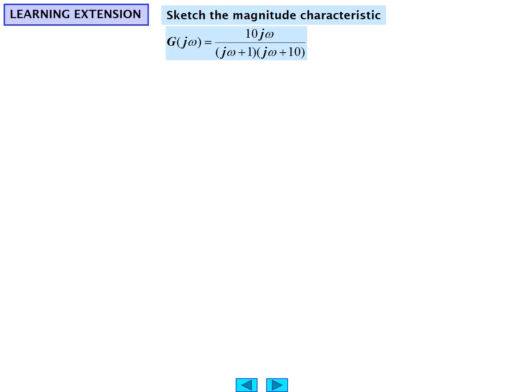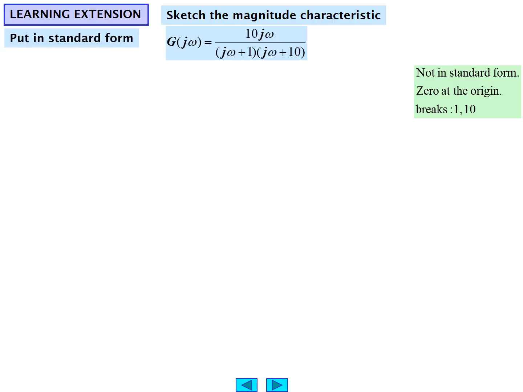Let's do this learning exercise. G of j omega equals 10 j omega divided by (j omega plus 1) times (j omega plus 10). We notice it's not in standard form because of the j omega plus 10. But we do know that the breaks occur at 1 and 10, but it would certainly be reasonable to put it in standard form because, as you'll see, the gain term changes. So now we have j omega divided by j omega plus 1, that didn't change, times j omega divided by 10 plus 1.